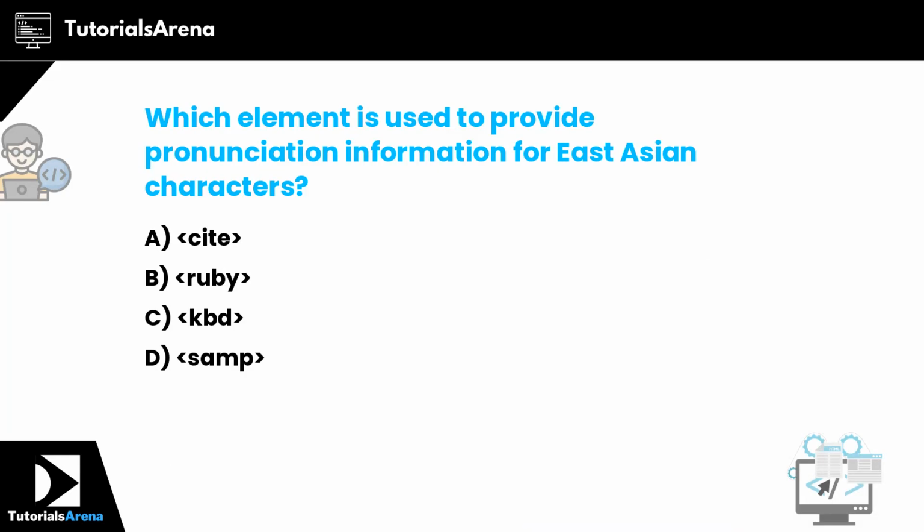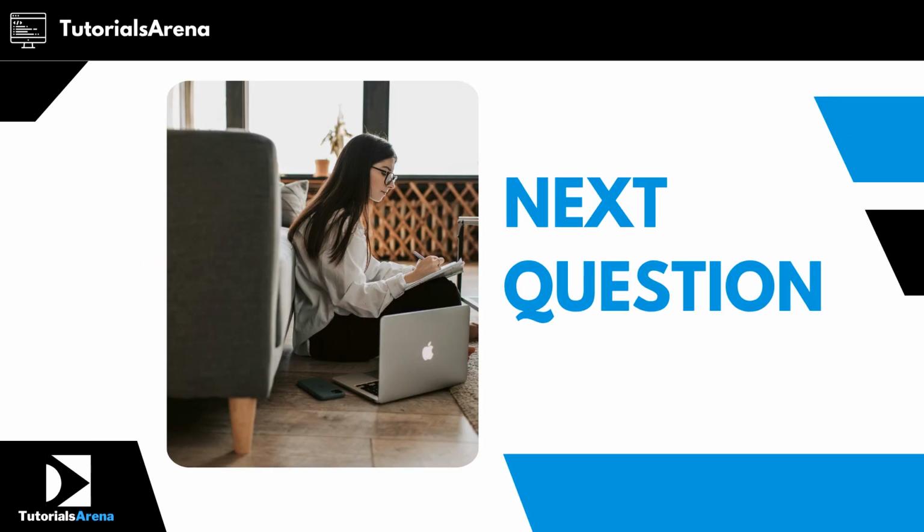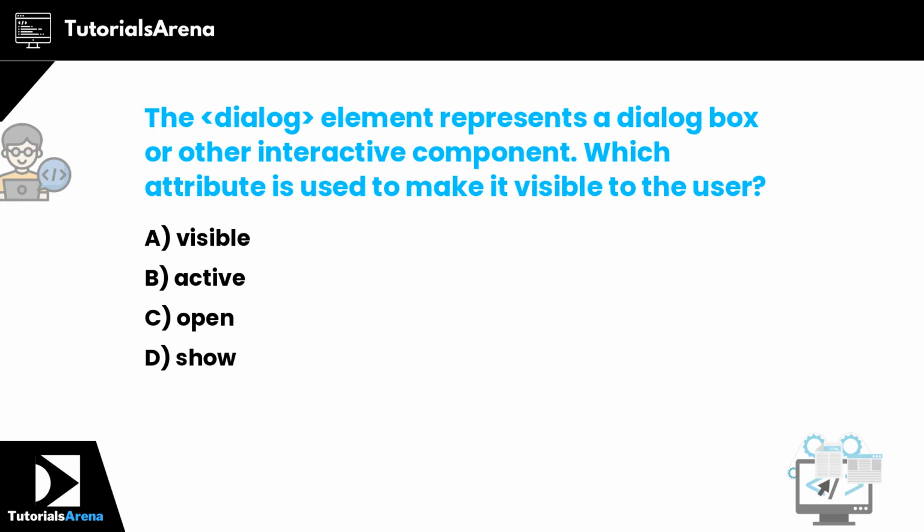Which element is used to provide pronunciation information for East Asian characters? The correct answer is option B, ruby. The dialog element represents a dialog box or other interactive component. Which attribute is used to make it visible to the user? The correct answer is option C, open.